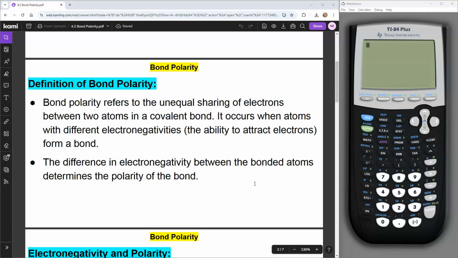So think about the Earth, right? The Earth has a North Pole and a South Pole. They're different. So when we talk about polarity, we're talking about poles. On a battery, we've got a positive end and we have a negative end. They're different. So again, polarity refers to the unequal sharing of electrons. So they're shared differently. They're polar.